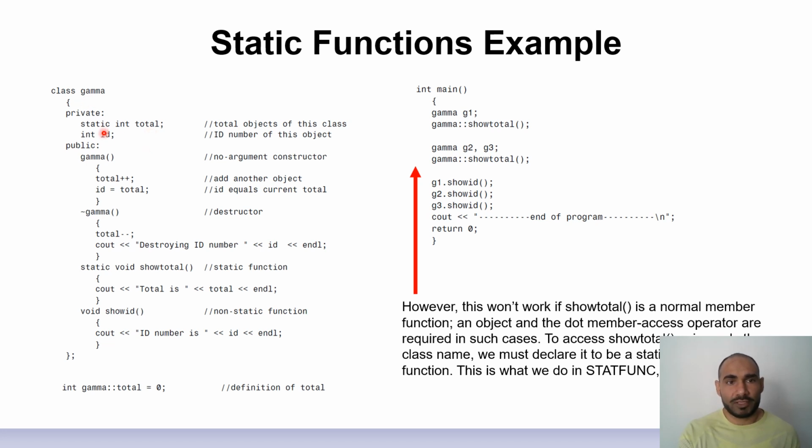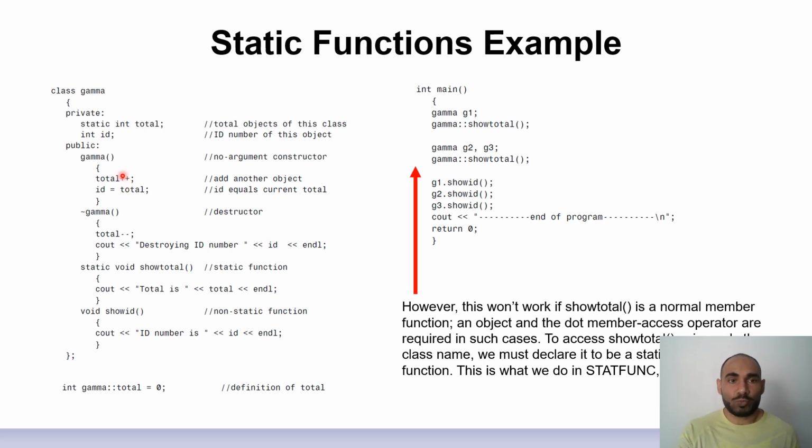So if you see, this is the constructor of the gamma class. Constructor means whenever we create an object, the constructor gets called automatically, and in that case we increment this total by 1. So it means this will keep track of how many objects are being created.